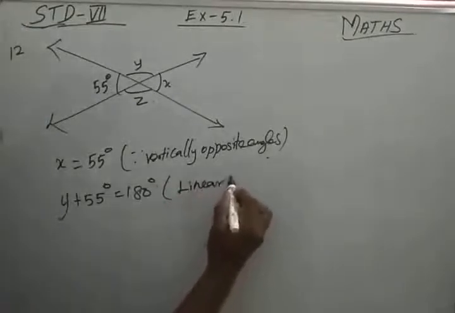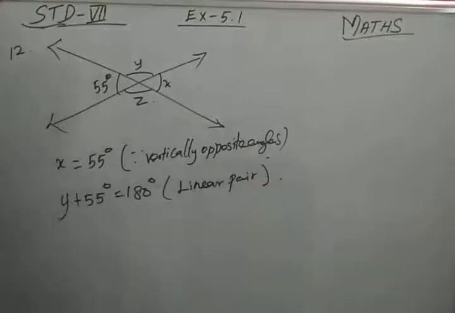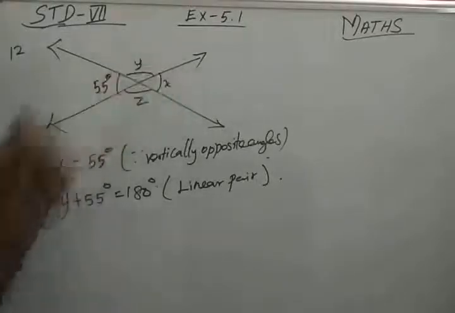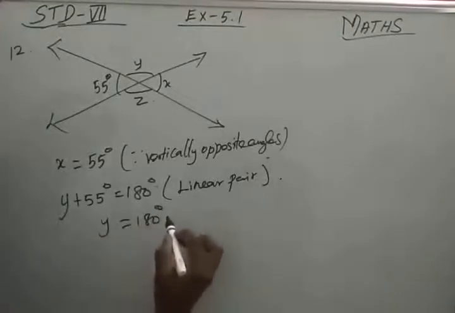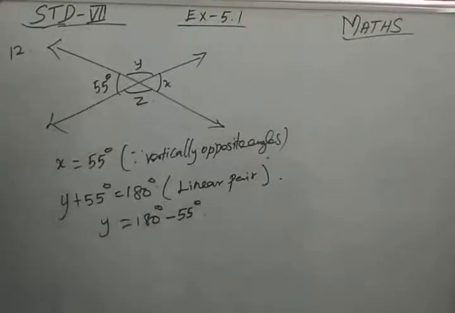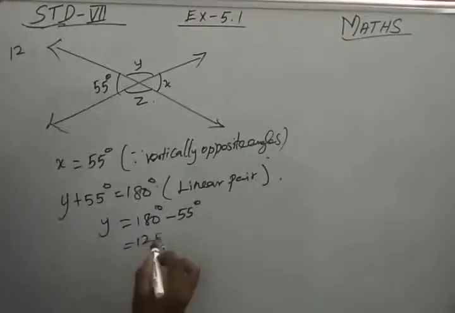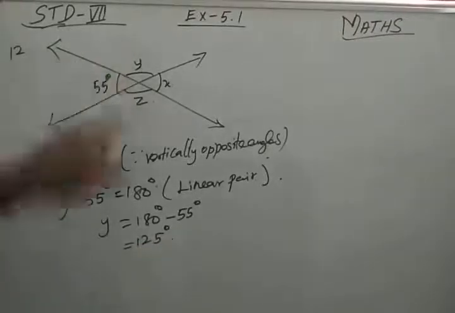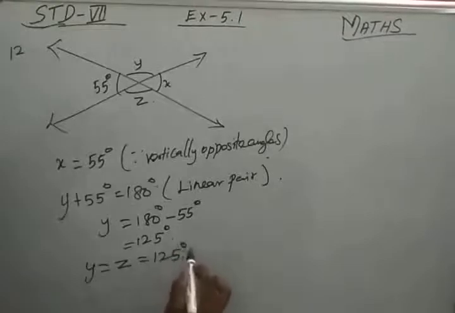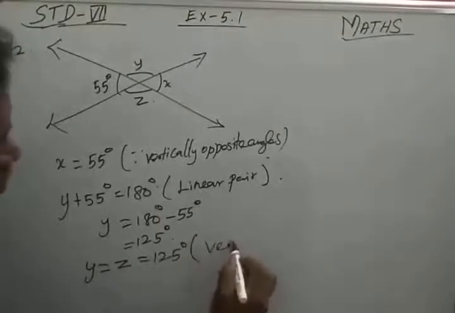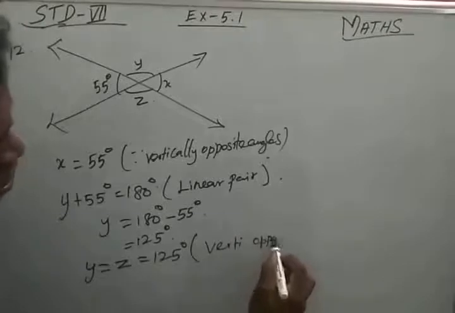It is a linear pair or just supplementary angle, whichever you want to take. 55 plus y is equal to 180 degrees. So y is equal to 180 degrees minus 55 degrees, and you will get 125 degrees. If y is 125 degrees, then y is equal to z is equal to 125 degrees, because of vertically opposite angles.